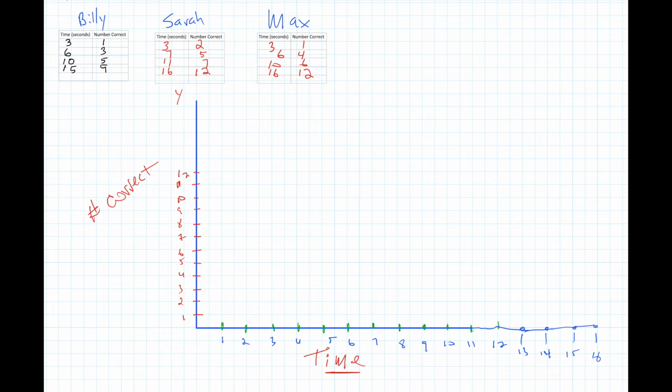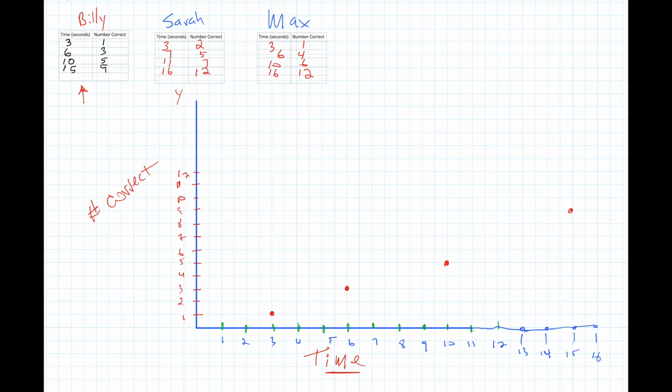Okay. So we're going to plot Billy's and stuff. So how do I plot this one? Just for Billy. Make a dot. All right. So we'll say Billy is red. Well, I'm going to get fancy here. All right. There's Billy. Okay. So we got 3 and 1, 6 and 3, 10 and 5. And what's the last one for Billy? Okay, 15 and 9.